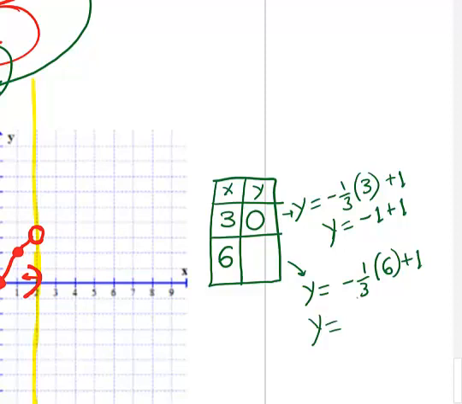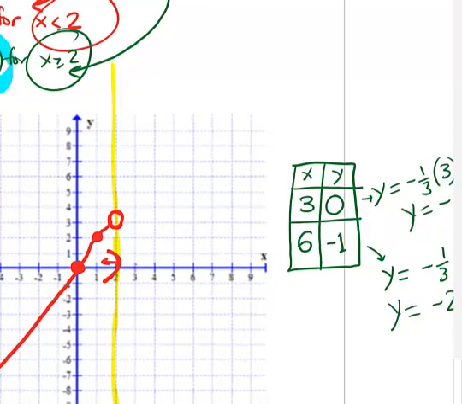So -1/3 times 6, that would make -2. +1 would make -1. Alright, so that should be all I need, those 2 points. 3, 0 would be here. And then I have 6, -1 would be here.